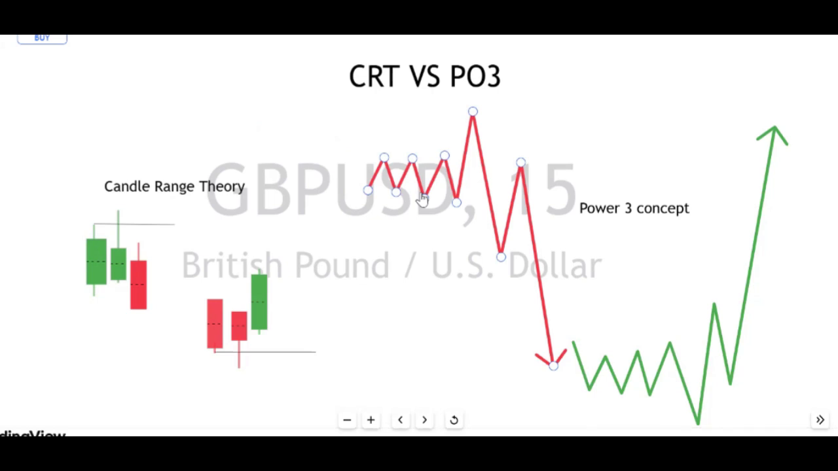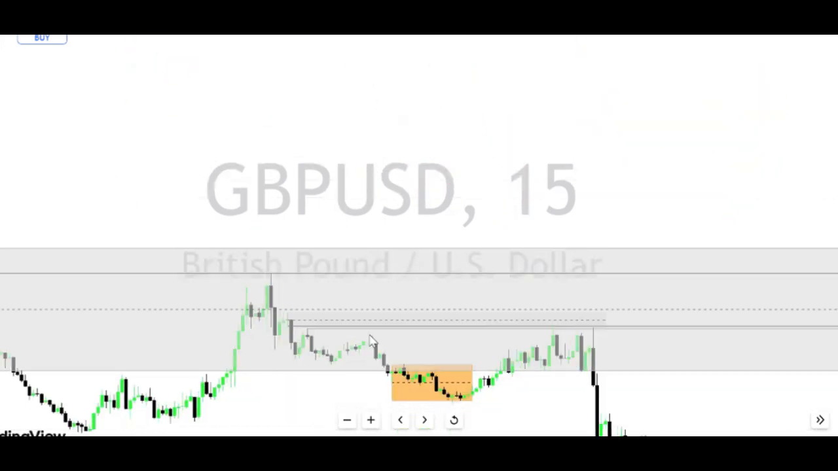These are some of their features, but then they have their differences, which I've already stated. Time dependence is not necessary on candle range theory. So let's look at the chart.